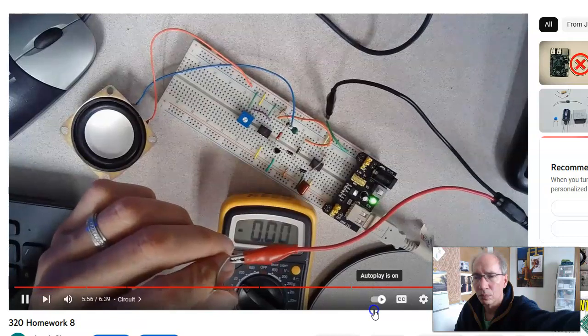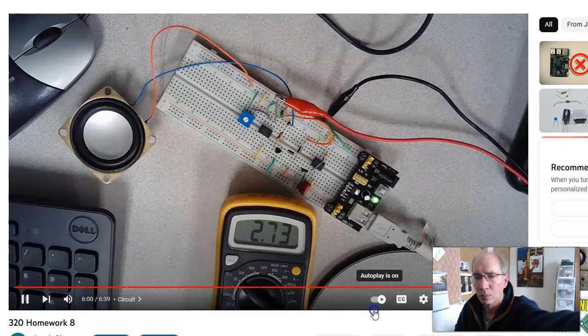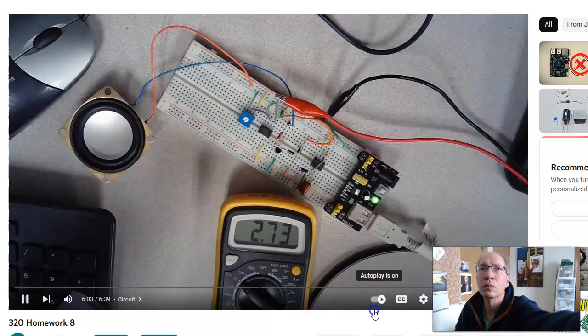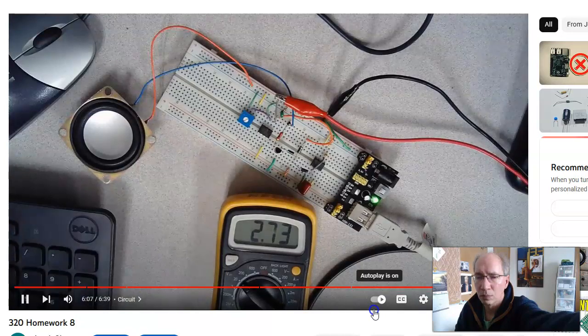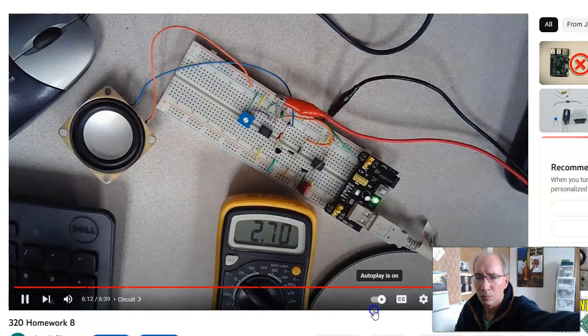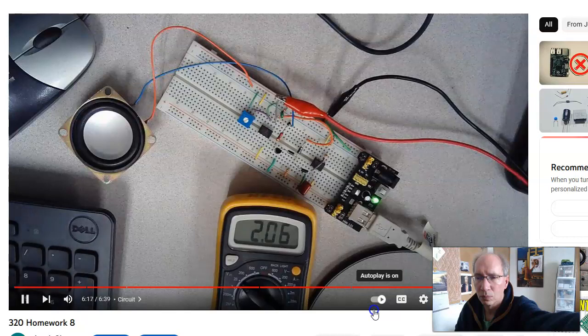As I heat up the thermistor, the voltage should drop. That's what's being displayed, the voltage across the thermistor. When it drops below 2 volts, the speaker should turn on. So trying that. So at 2 volts, it turned on. Let it cool down. As it cools down, the voltage goes up. At 2 volts, it turns off.